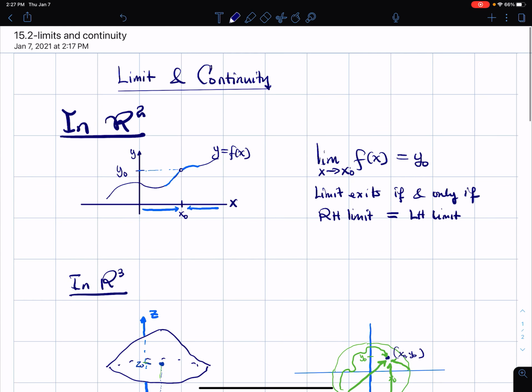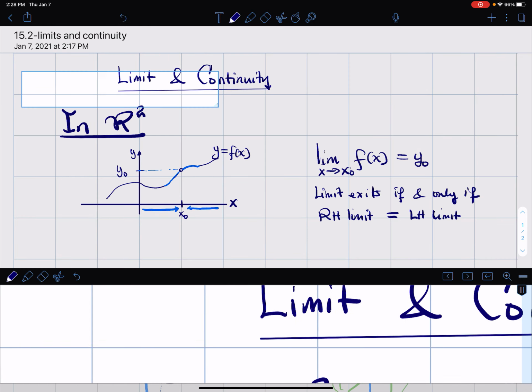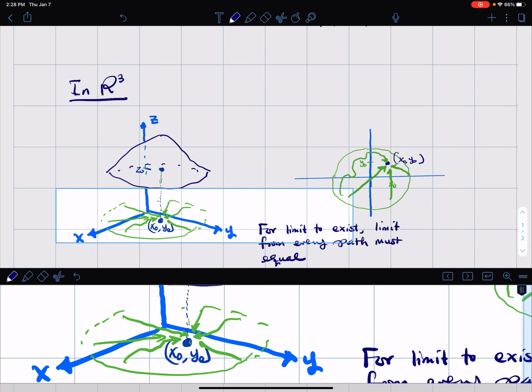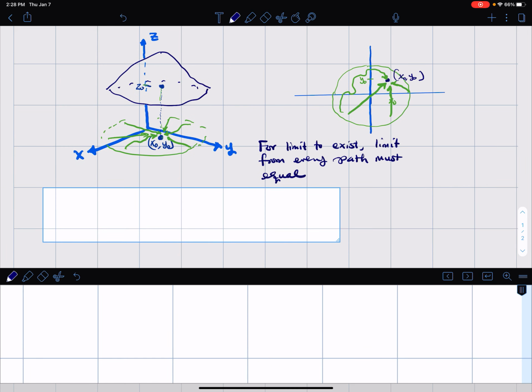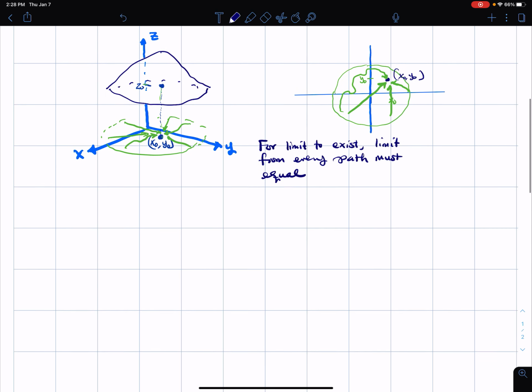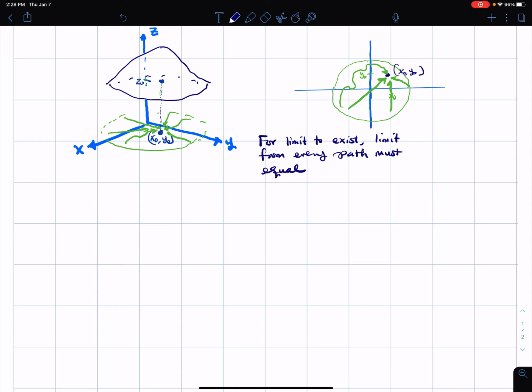So you might say, oh, why didn't we worry about this for R2? Because there are just two paths, from the left and from the right. That's it. Because our domain is on the x-axis, but our domain here is on a plane. So we have an infinite number of paths. So the limit has to exist from all those paths. Luckily, we don't have to worry too much about these paths because there are theorems to help us compute limits in R3, theorems that we don't have to prove.